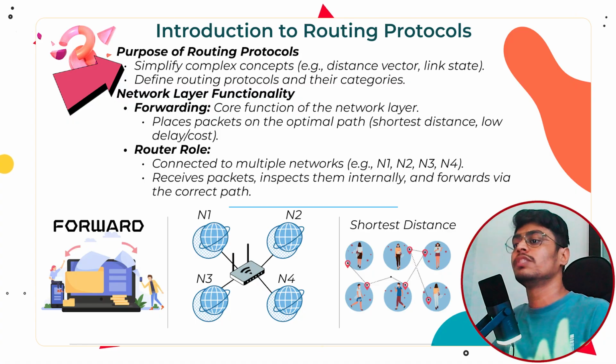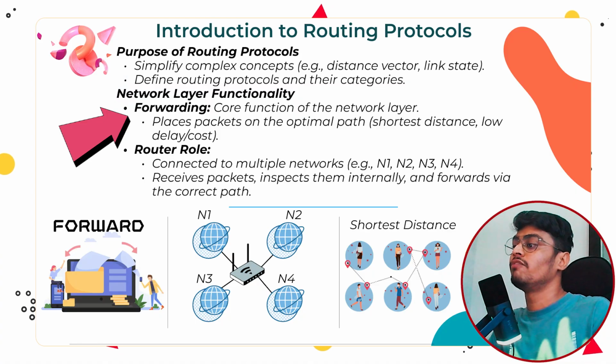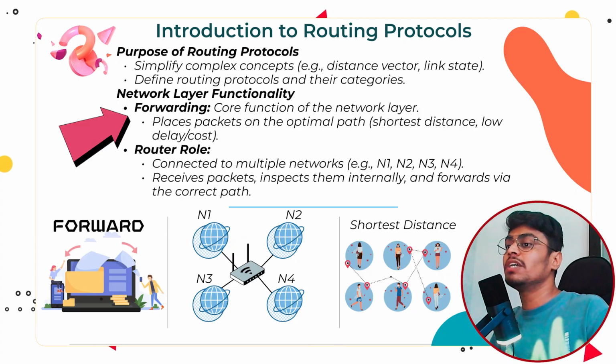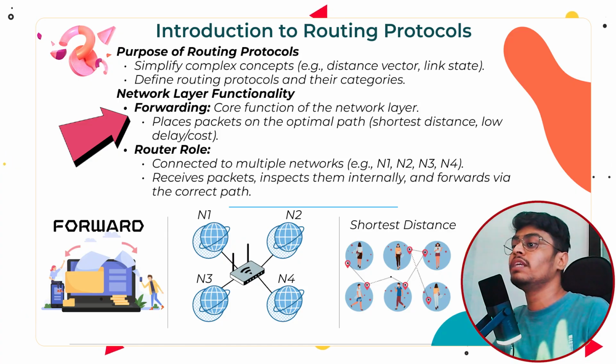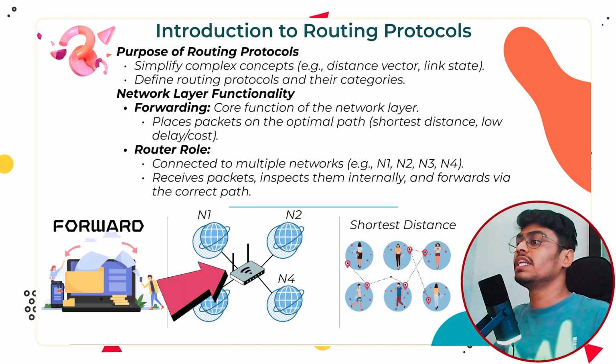What is a routing protocol and what are its different categories? We are going to discuss in detail. But before that, I want to tell you about the major functionality of the network layer, which is forwarding. Forwarding means to put the packet on the right path. The right path should be the optimal path, meaning the shortest path with lesser delay and cost, so that the packet reaches quickly. Basically, who does forwarding?